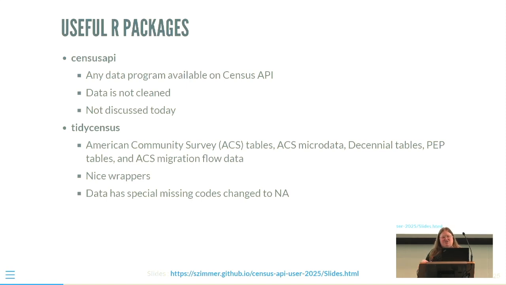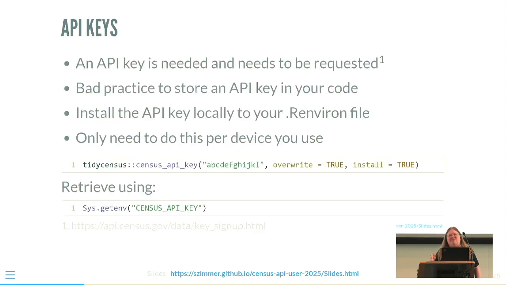This package has nice wrappers. The cleaning that it does, the census has lots of special missing codes, like -5555 means missing. This package converts those to NAs for you right off the bat. You would never want to take a mean with that -5555 in your data and be like, why is my mean population a negative number? That could get a little weird. And it gets especially weird if you're looking at stuff like income, because you can have negative income.